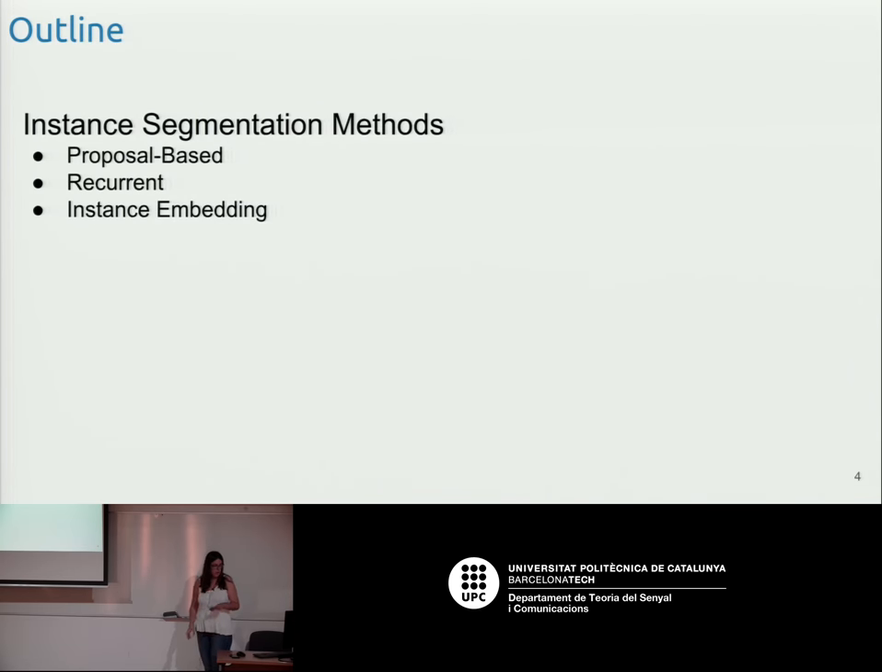I'm going to talk about three different methods to do instance segmentation. The first one is proposal-based, which is the same type of approach as the ones I explained for object detection. Then there are the recurrent methods, and finally I'm going to talk about instance embeddings.